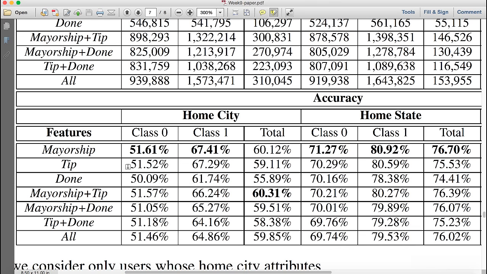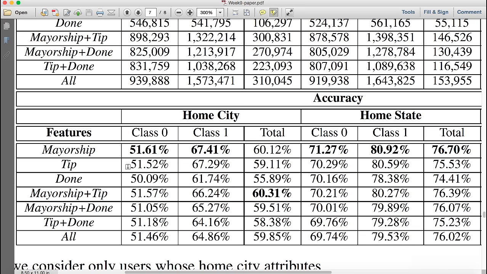Wherever the percentage is higher, it's been kept in bold. So if you look at mayorship, it's class 0 and class 1. We can't do class 2 because those are the places where one single location cannot be inferred, and our goal is to infer the home location. So if I have multiple locations, I'm not going to use that column. That's why class 2 doesn't exist in accuracy.